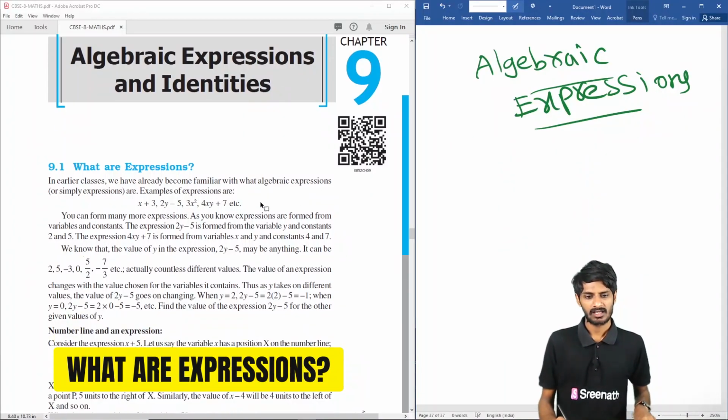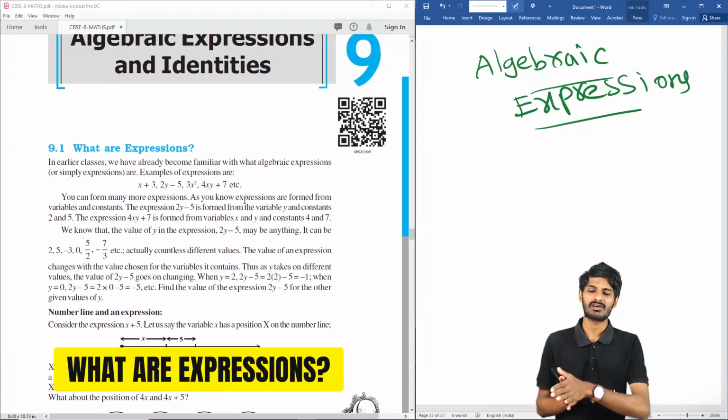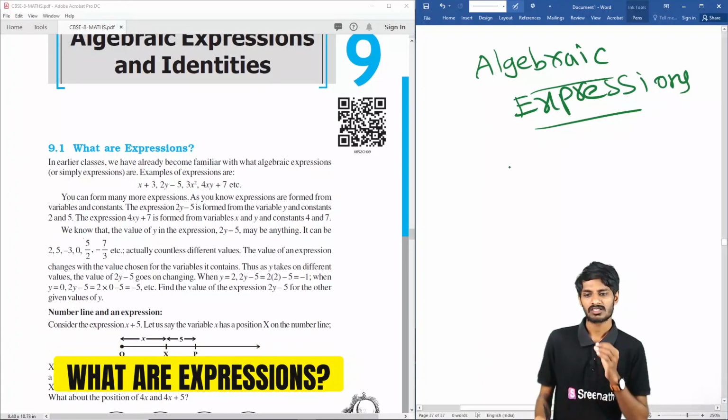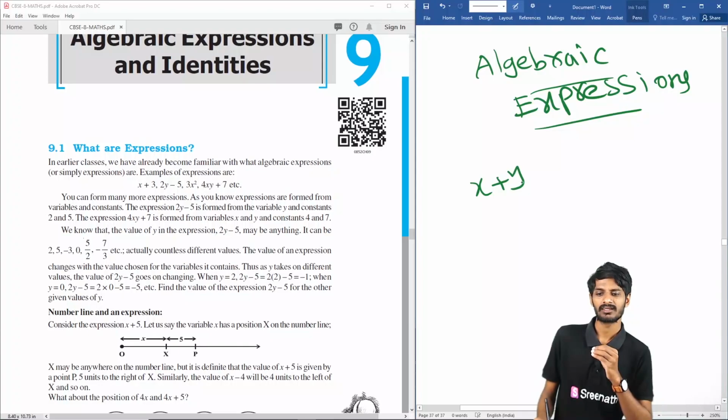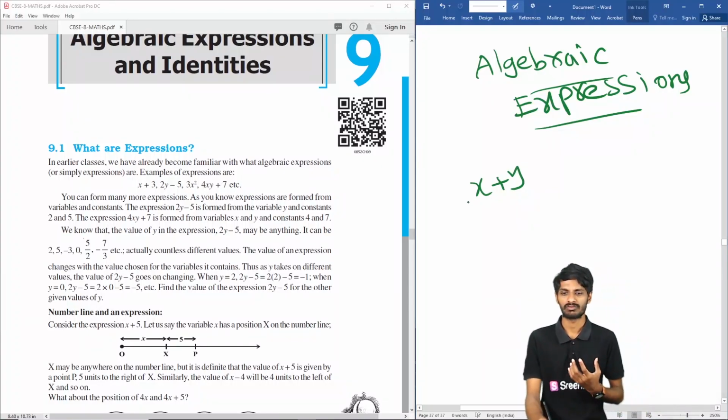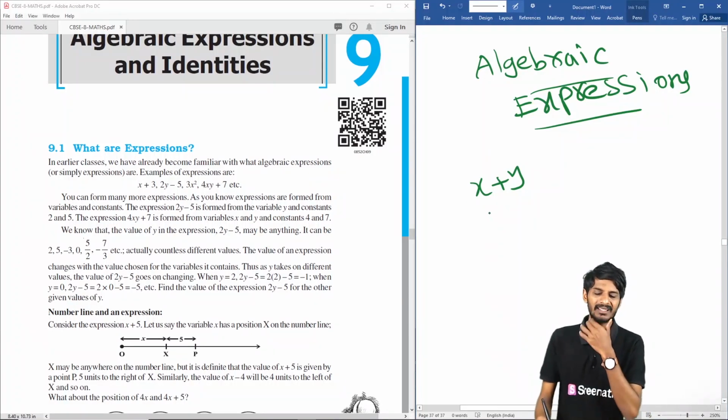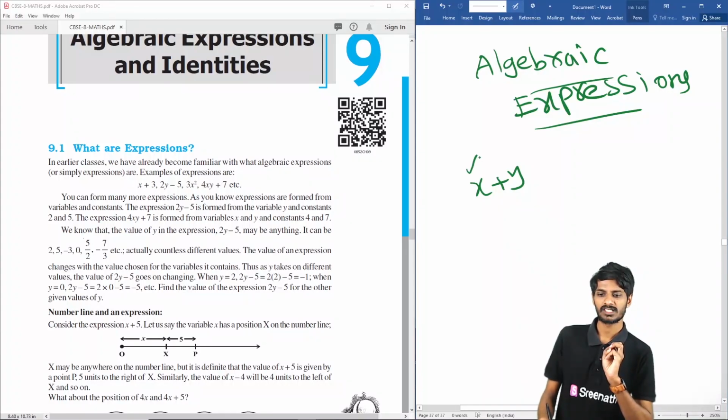Okay students, so what are expressions, or what is meant by an expression? Suppose you have x plus y, it is called an expression. Why? Because it has two terms. This is the one term and this is the second term. And they are combined by addition.